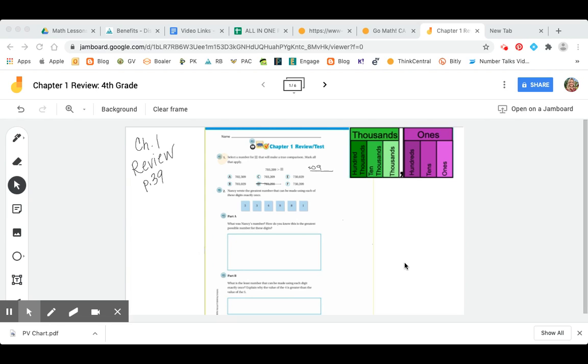I think I'm going to put an X underneath each one as I go. I'm going to choose my greatest digit, which is 9. And then I'm going to go for my next greatest digit, 8.